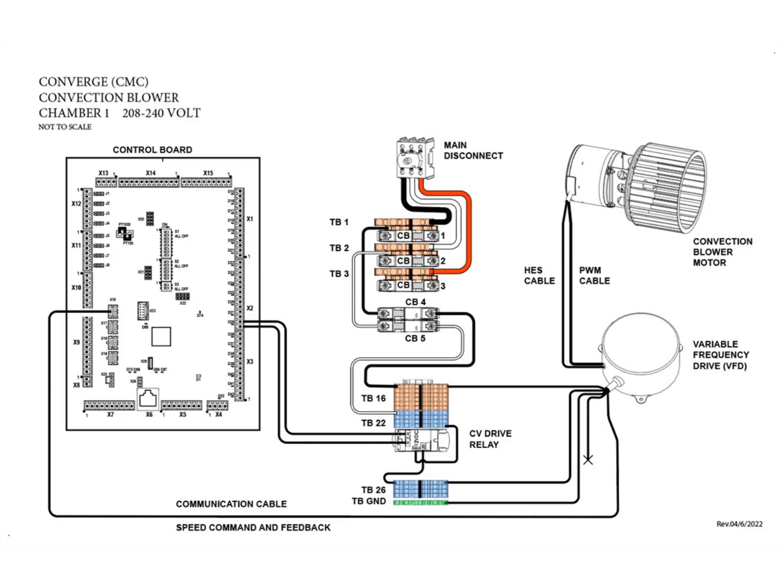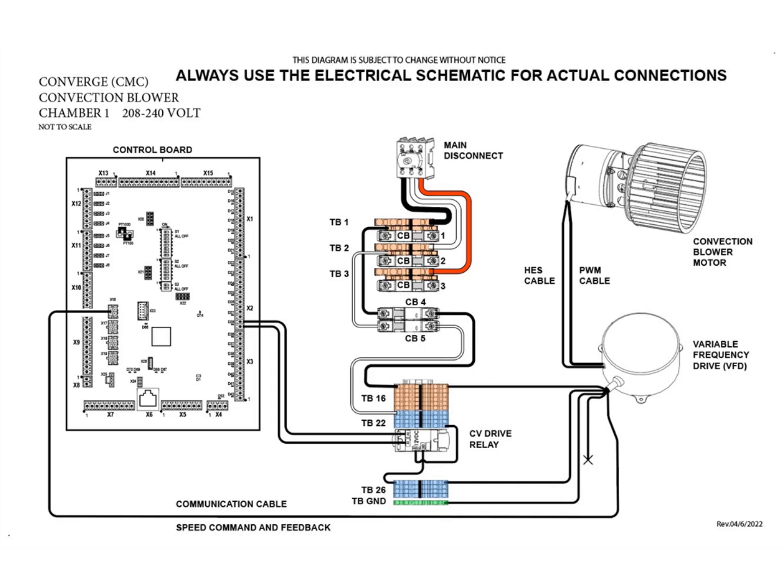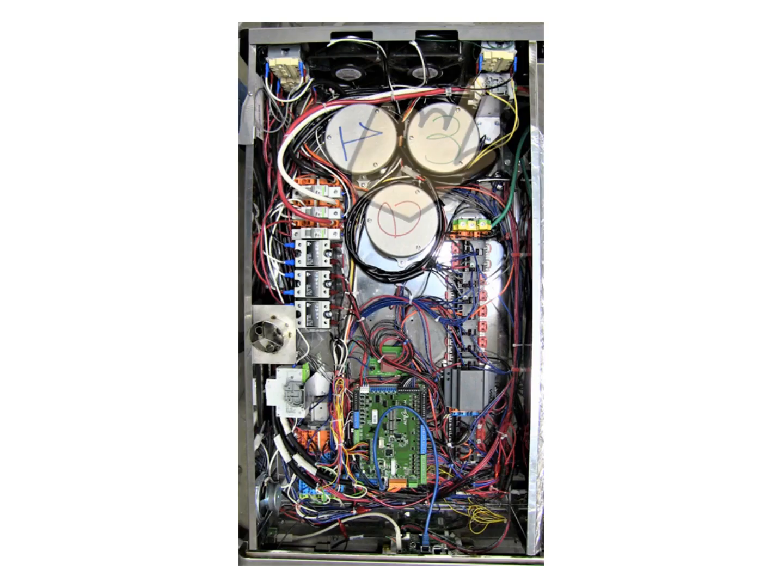This diagram is based off of Chamber 1 from a 208-240 volt Converge oven. The diagram is subject to change, and the electrical schematic should always be used for actual electrical connections. To build the diagram, we will start with the main disconnect.